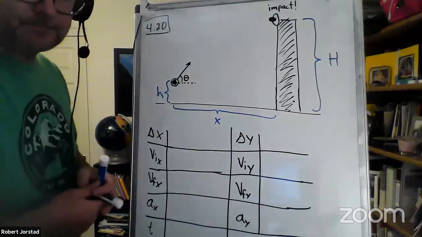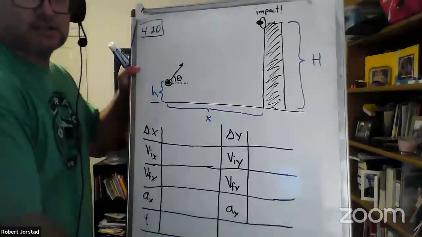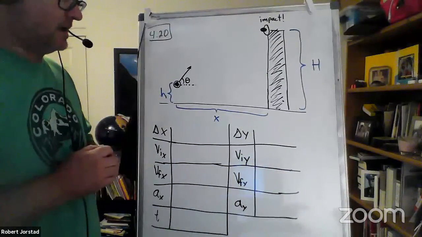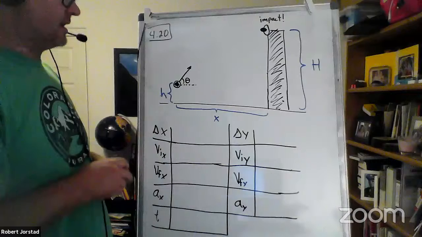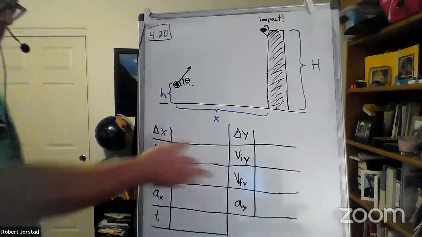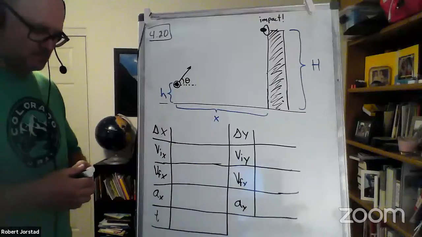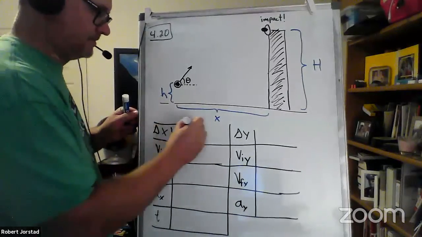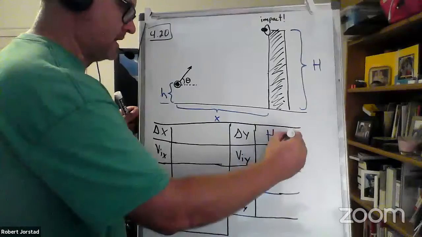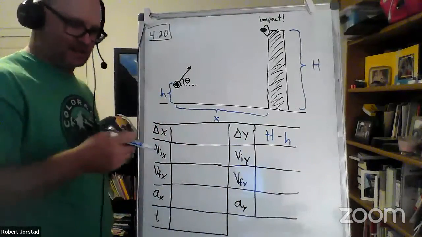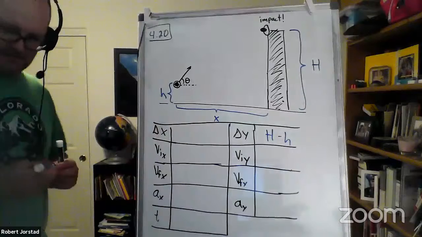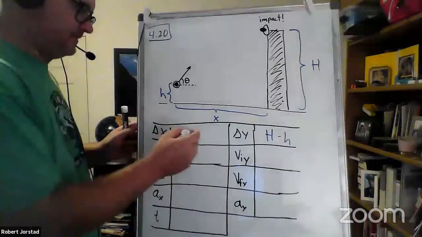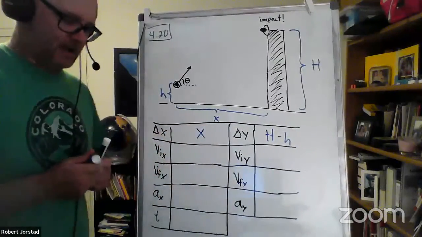Scoot back just a hair. There we go. Anybody that feels like it, go ahead and give me something. One of these things. Delta Y is big H minus small h. That's right. So this time, the initial height wasn't negligible. You had to remember that. Good. Somebody else, something else. Delta X is X. Yep, not too bad. What else we got? Anything else?